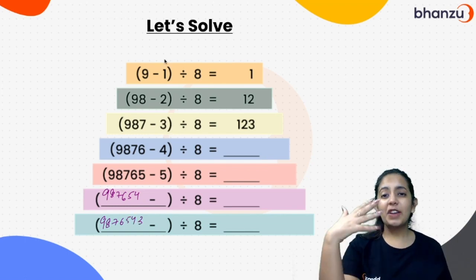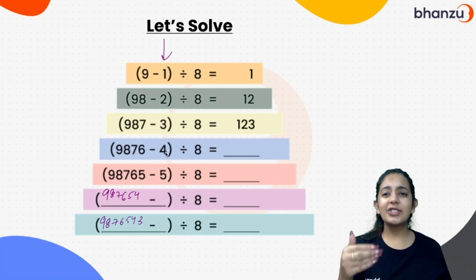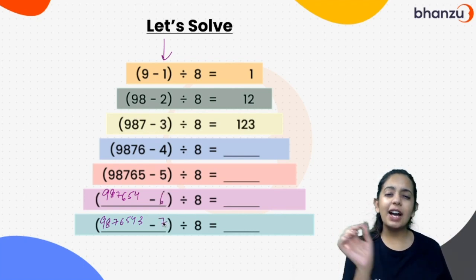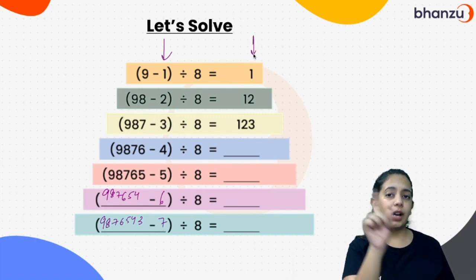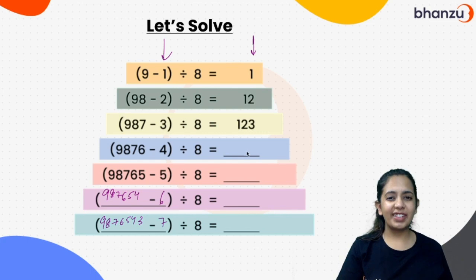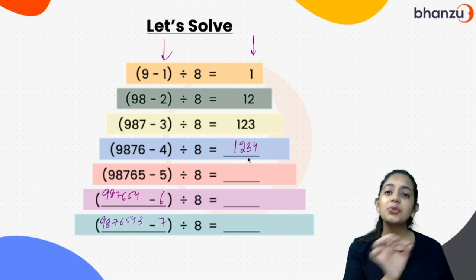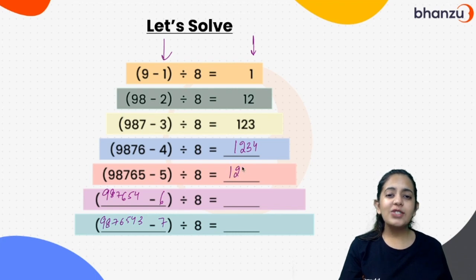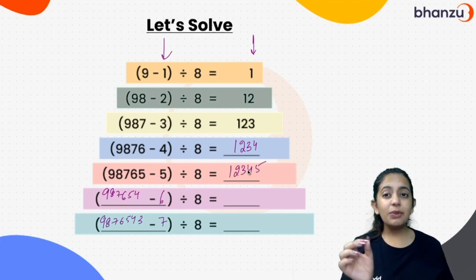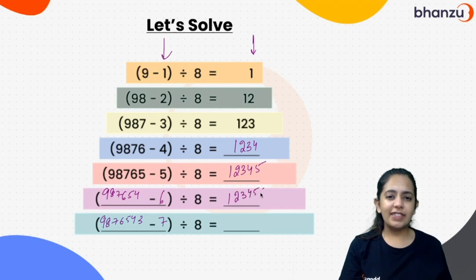And now moving on to the next column. Here it is 1, 2, 3, 4, 5, then 6, then 7. So here we can see the counting numbers. Okay, now how about the last column? 1, then 1, 2, then 1, 2, 3, then 1, 2, 3, 4. That is 1234. Then 1, 2, 3, 4, 5. That is 12,345. Then 1, 2, 3, 4, 5, 6. Then 1, 2, 3, 4, 5, 6, 7.